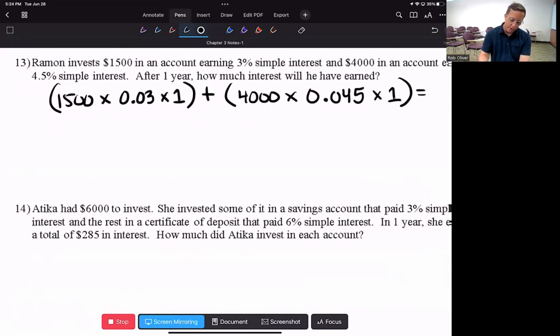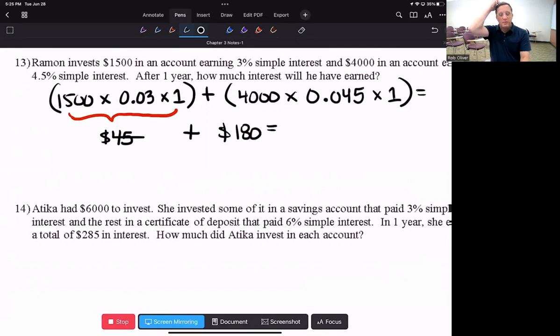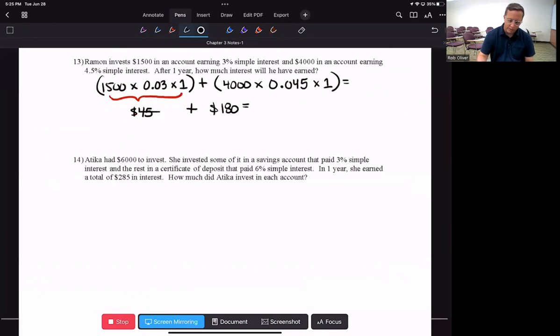And now we're going to work this out. 1,500 times 3%, that is going to be, well, 1,500 times 0.03 is going to be 45. And then we're going to do 4,000 times 4.5%. So Ramon is getting $45 on the 3% account. He's getting $180 on the 4.5% account because he has more money in there. And together, you just want to add those up, and you get $225.